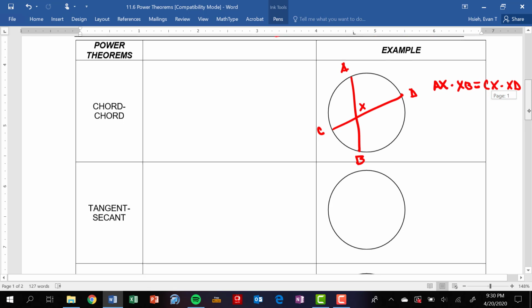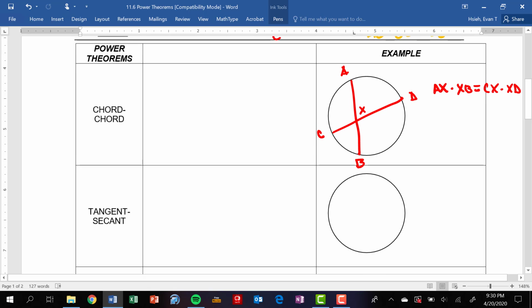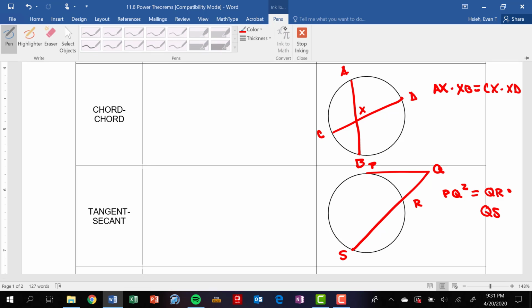The 2 other power theorems here are the tangent secant is next. I'm just going to give the pattern to you. Let's call this P, Q, R, S. And so the pattern ends up being PQ squared equals QR times QS. And hopefully you can kind of see it's sort of like sunshine.